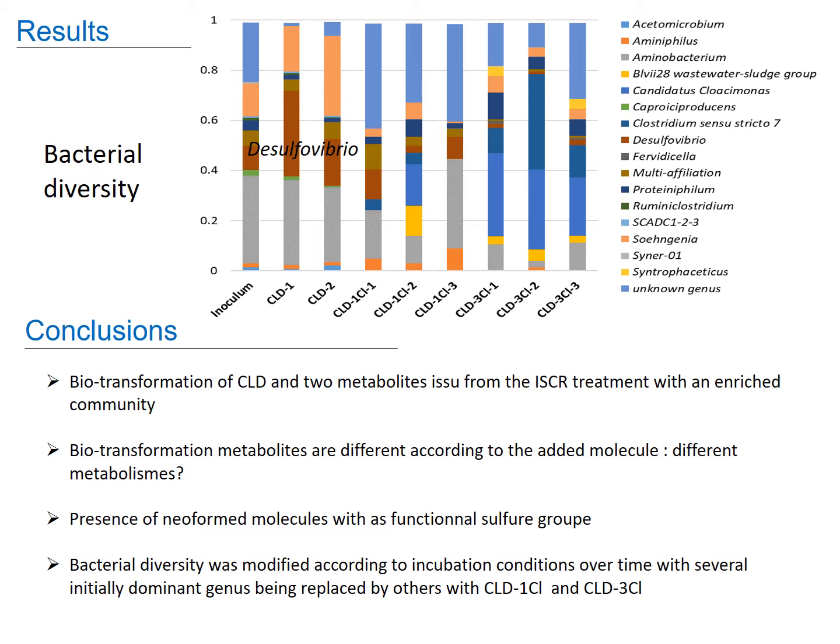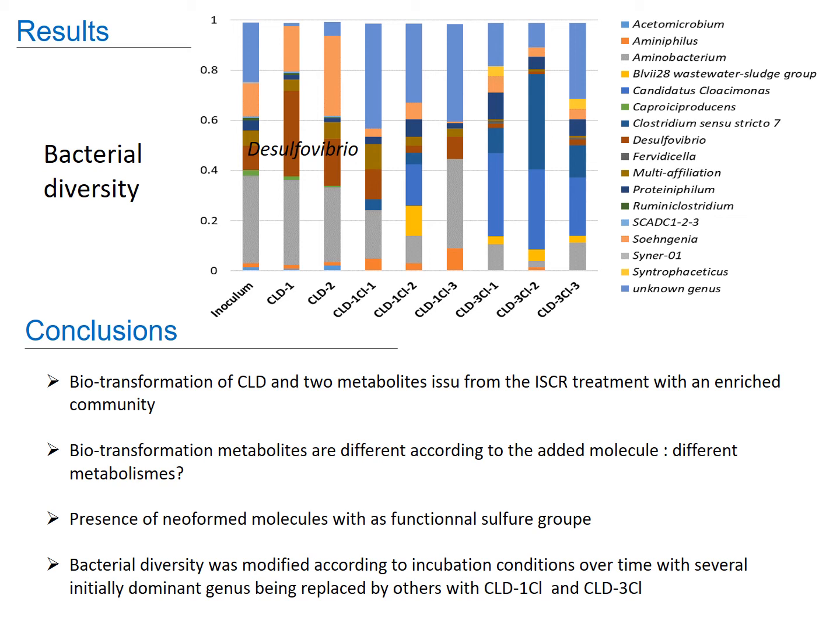Here you have the results from high throughput sequencing at the end of the incubations. We can see that in the chlordecone condition we had a diversity that was comparable to the inoculum, with the presence of Desulfovibrio, which has previously been shown to degrade chlordecone, whereas in the other conditions diversity evolved, and it's other genus that now dominate that are not known for chlordecone degradation.